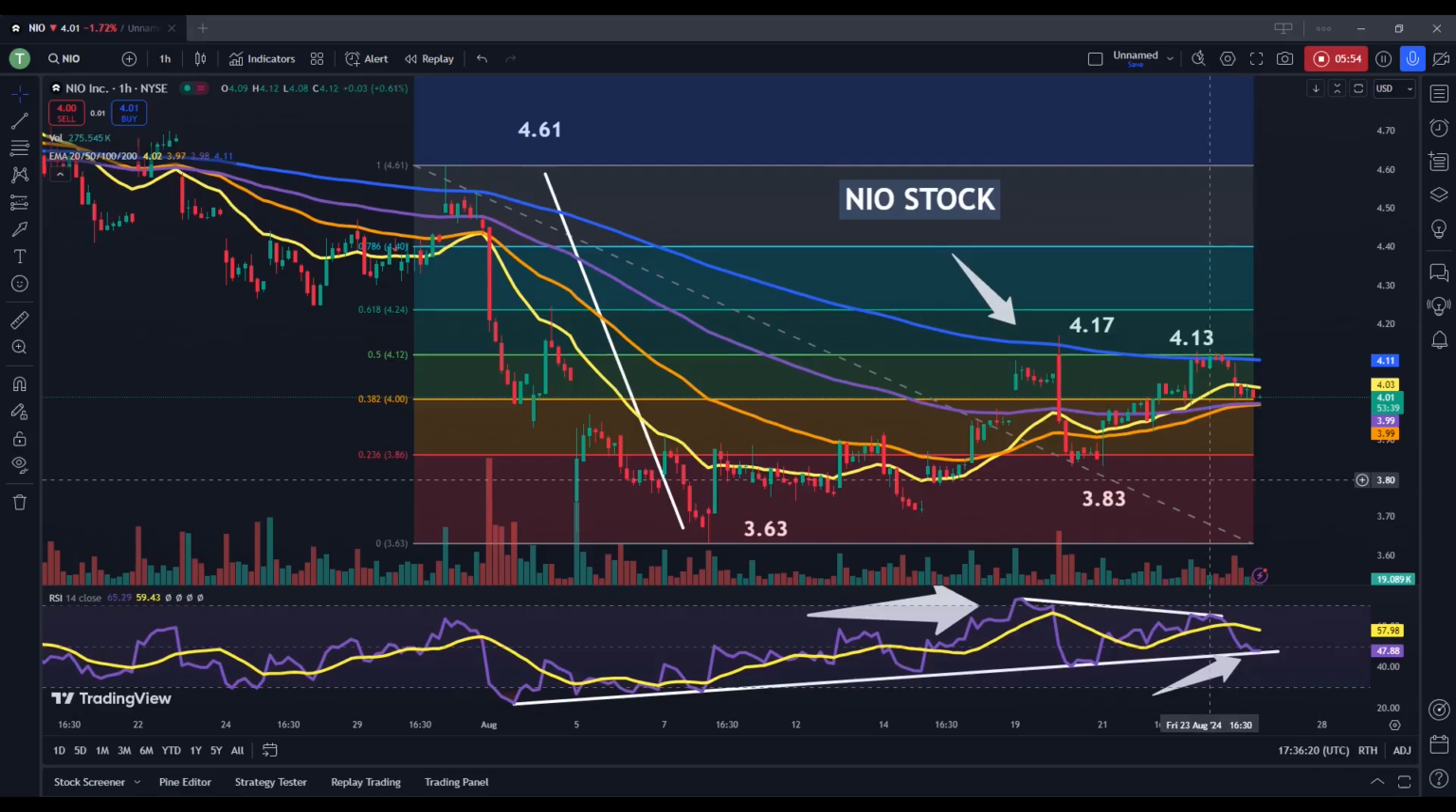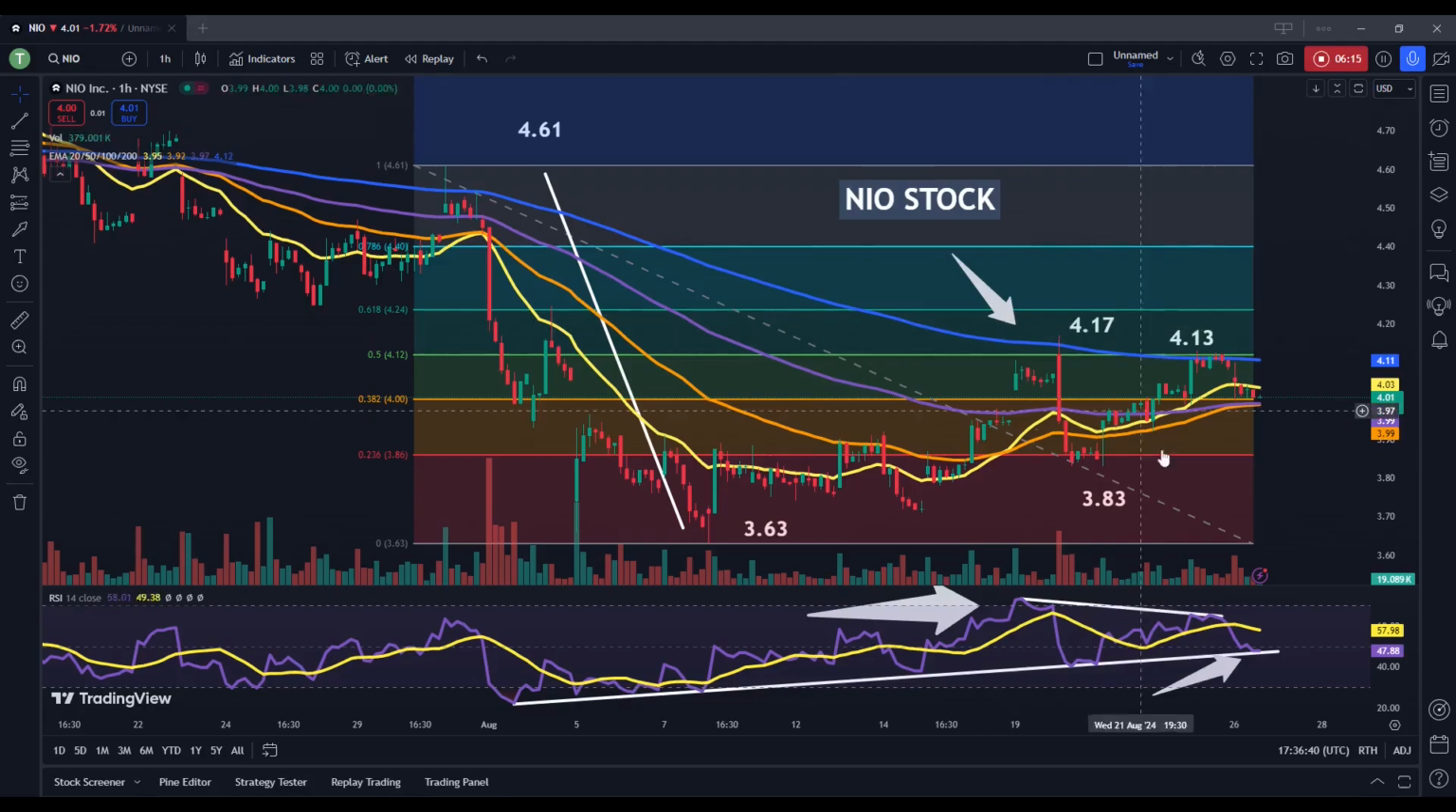As things currently stand, the main level of support to the downside comes in at roughly $3.85. We can call this $3.83, the prior price low. We wouldn't want to see prices break below there, because if that were to occur, the ultimate suggestion then would be that we would be seeing a retest of this support zone at $3.63.